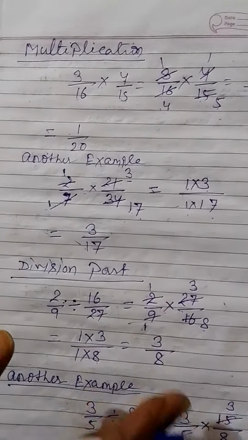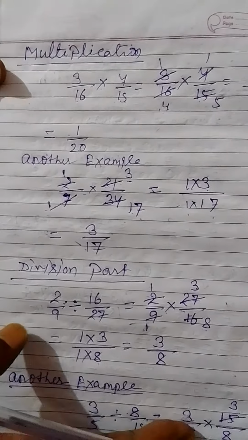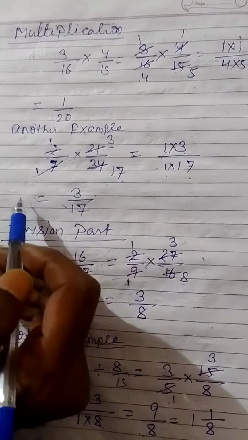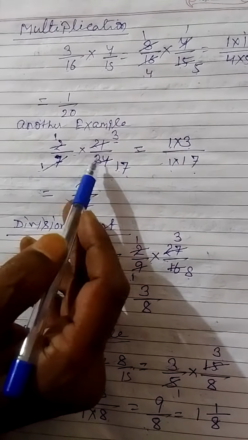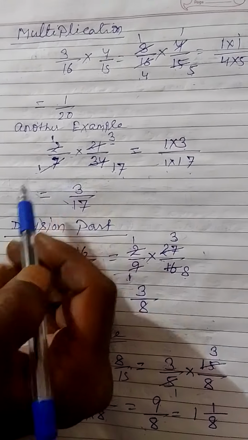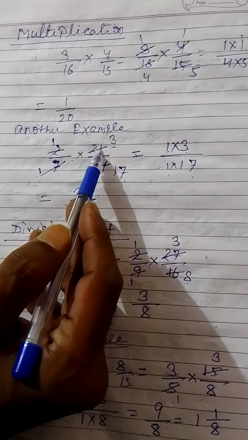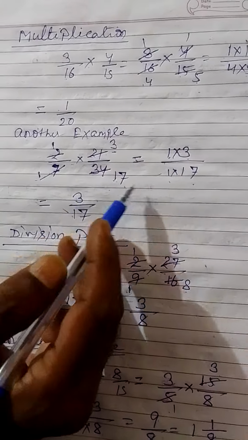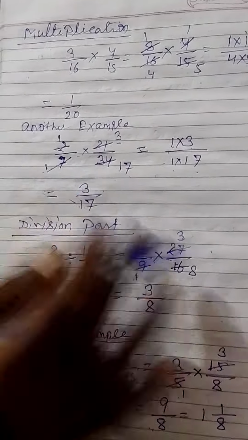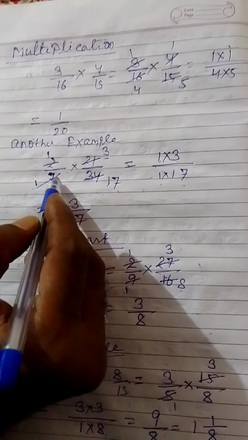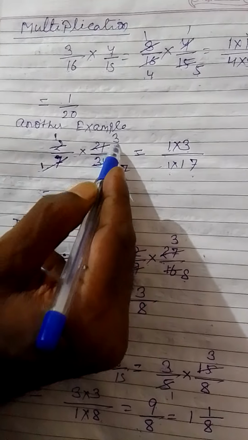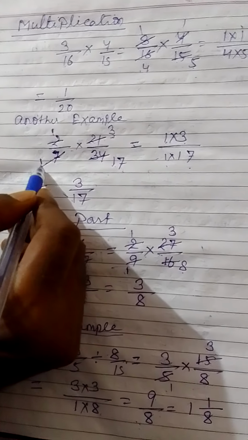Let's take one more example for multiplication. 2 by 7 is a fraction, and 21 by 34 is a fraction. Again these two fractions have to be multiplied. What we do is see that 7 can divide 21 and 2 can divide 34. 7 times 3 is 21, so we cancel 7 to get 3 here and 1 here.